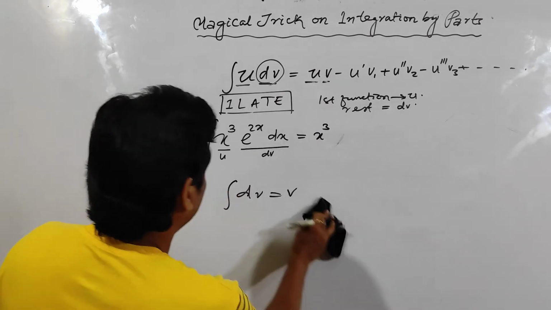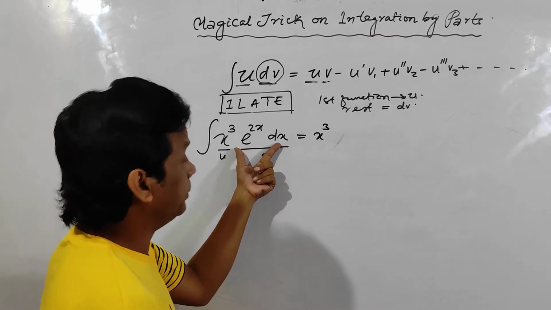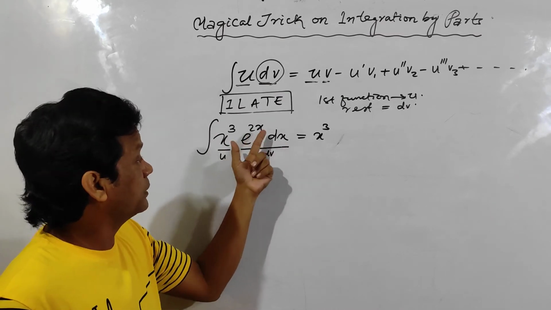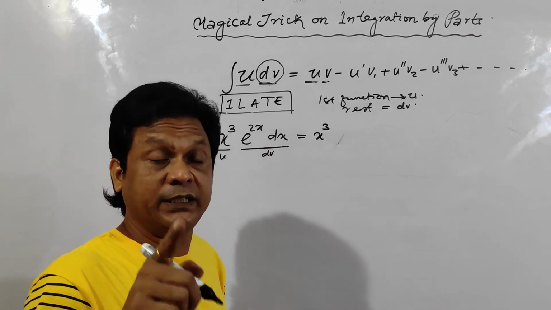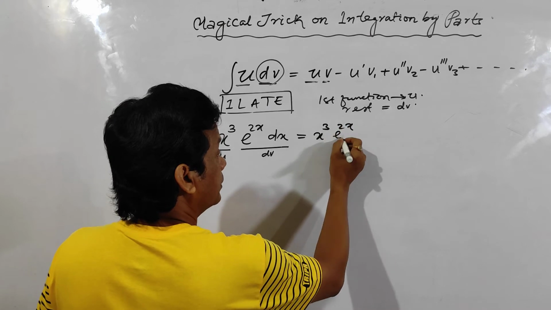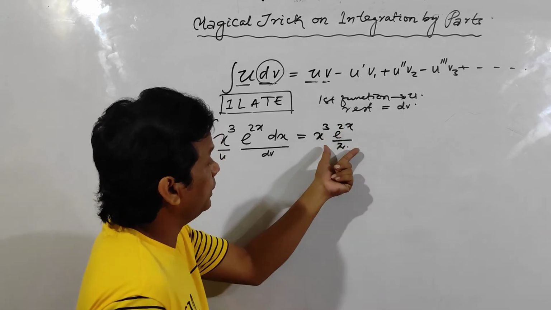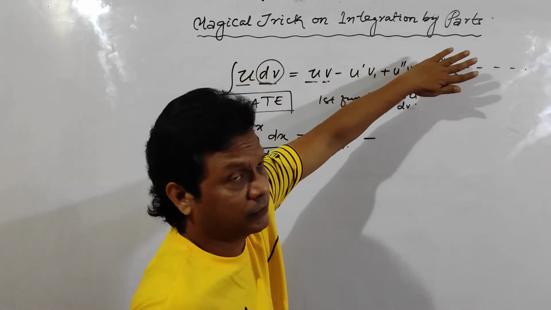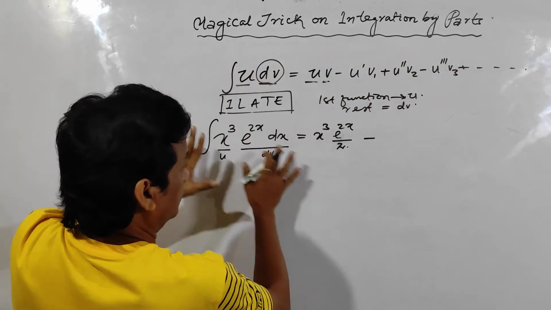So you have to integrate this part, and what is the integration of this one? e to the 2x by 2, because the integration of e to the mx is e to the mx by m. So e to the power 2x by 2. Write the 2 here, don't write 2 outside. Minus, and don't look at this part, your chapter is over.